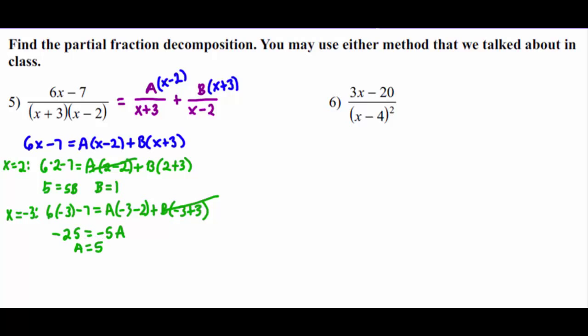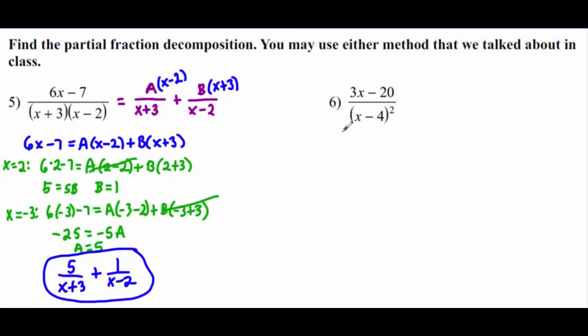So we write our answer here at the end by putting 5 over x plus 3. Make sure you put a over the right denominator. So 5 over x plus 3 plus 1 over x minus 2. And that's our answer. Because all this asks us to do is find the partial fraction decomposition, and that's what this is. We're breaking our original fraction up into its pieces that can come together to make it happen.